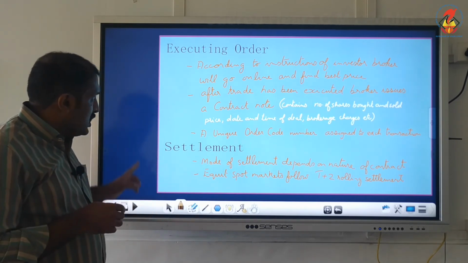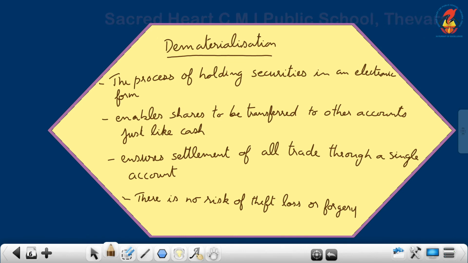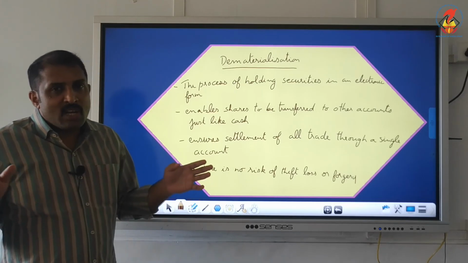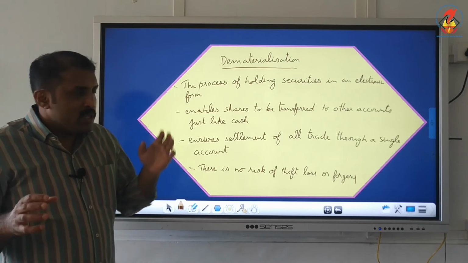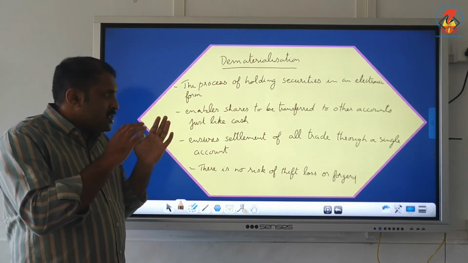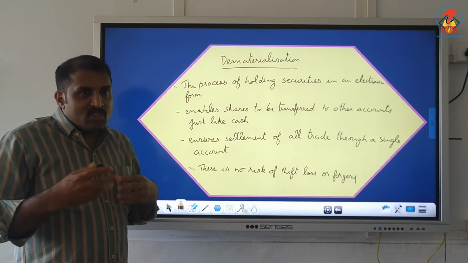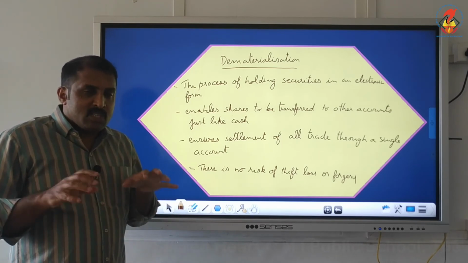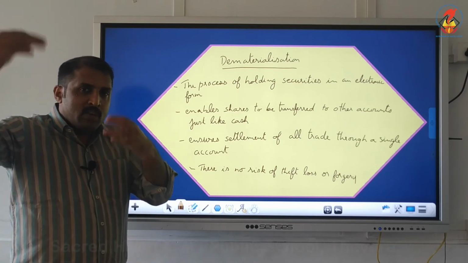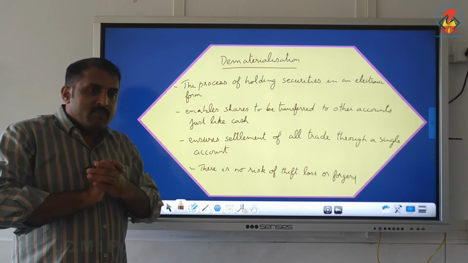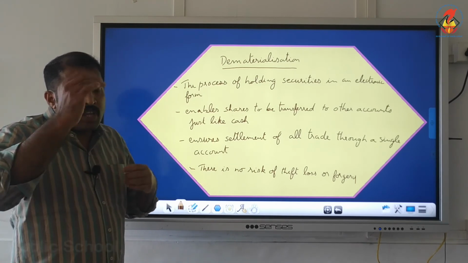One more thing you have to learn, that is dematerialization. That is not a step in the trading procedure. The trading procedure ends with settlement, but you must understand what dematerialization is. Dematerialization is the process of holding securities in electronic form, as I have said. Nowadays transactions are happening through electronic media, through the internet, so securities are maintained in electronic form, and this helps shares to be transferred to other accounts like cash. That means easy transactions, no need of transferring papers, just sitting at a place. It can be transferred to another investor's account when he is purchasing, with the help of the internet itself.